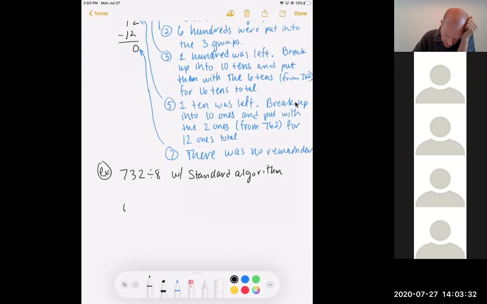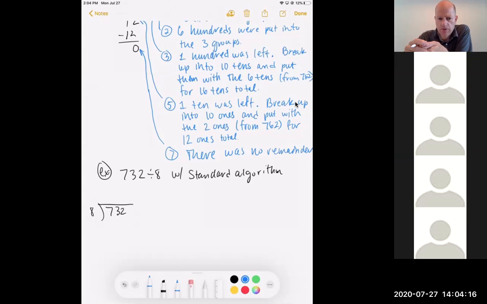So I'm going to put my 8 and 732. So 8 is going into 732. 732 is divided by 8. And so what's the first thing that we will notice when we do the standard algorithm? That 8 can't go into 7. Right, standard algorithm takes place by place and divides them into the number of groups that there are. So there's 700s, and we can't take 700s and put them into 8 groups evenly. Okay? So what do we do?